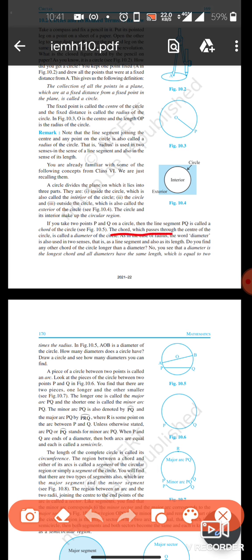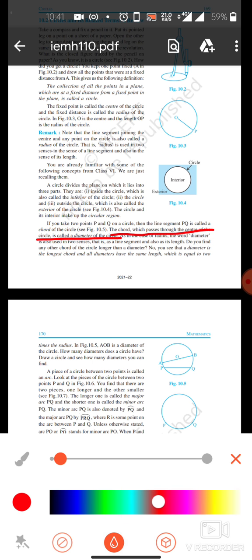The chord which passes through the center of a circle is called the diameter of a circle. Then next, a diameter is the longest chord and all diameters have the same length, which is equal to 2 times the radius. Okay, diameter is twice the radius.